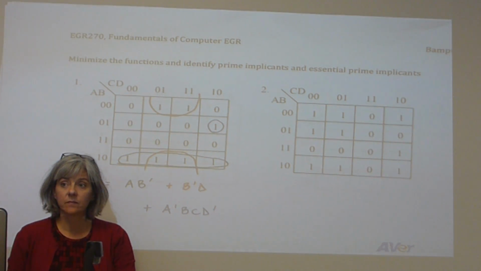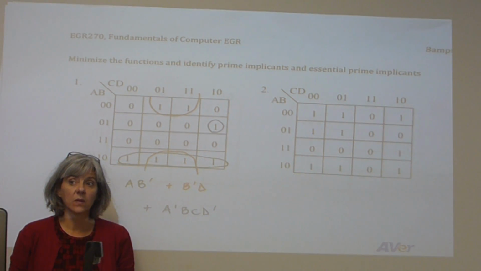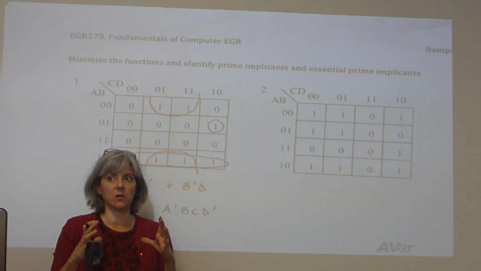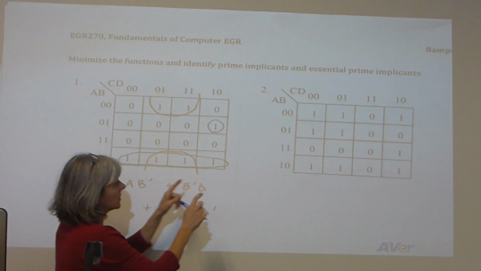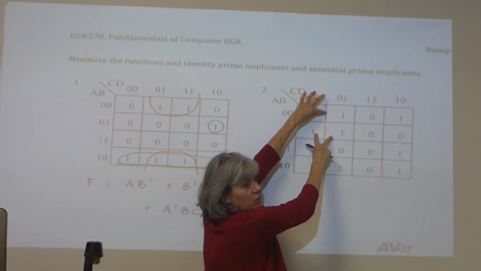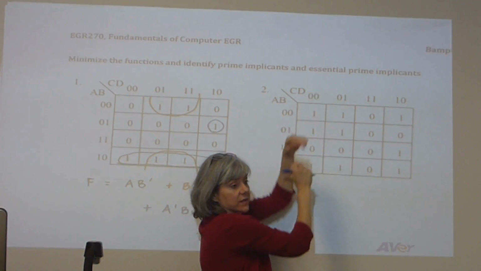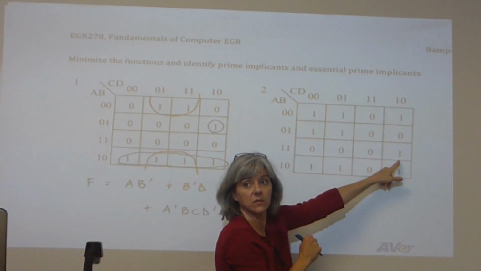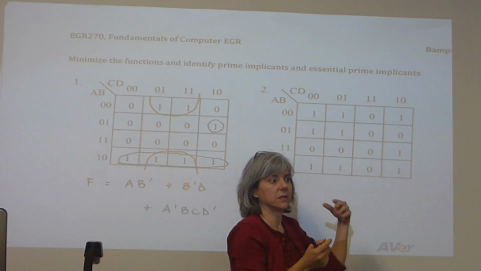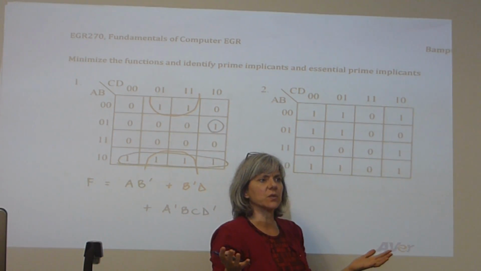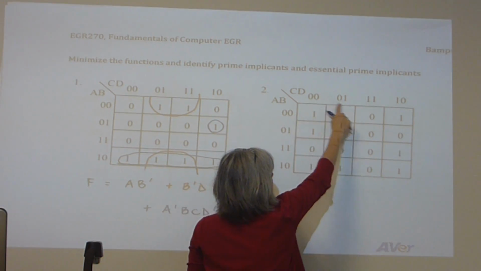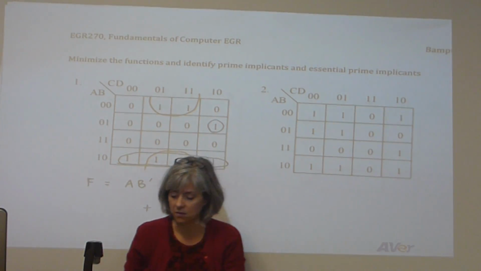You always want the biggest circle. If it overlaps another big circle, that's okay. So these two should be one big 4, not two 2s. Let's look for the biggest circles first. Clearly we have this one. And you can get the bottom too.